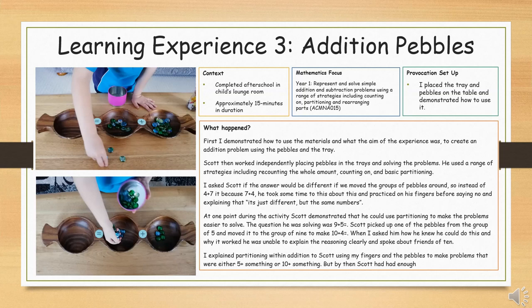easier to solve. The question he was solving was 9 plus 5. Scott picked up one of the pebbles from the group of 5 and moved it to the group of 9 to make 10 plus 4. When I asked him how he knew that he could do this and why it worked, he was unable to clearly give a reason and instead spoke about friends of 10.